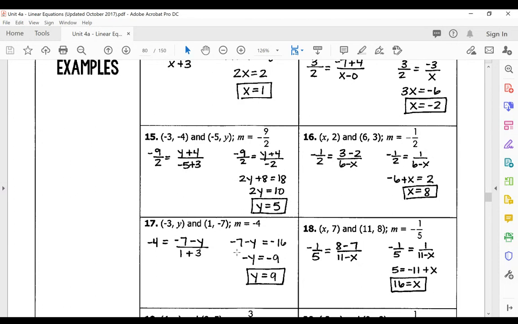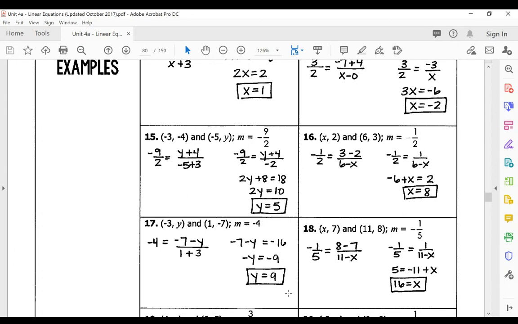First, I have to get rid of this negative 7. So I add 7 to each side. Negative 7 plus 7 is 0, and the 7s go away on the left. Negative 16 plus 7 is negative 9. Now the negative sign in front of the y is still there. It's a very common mistake to let that drop off at this stage, but that is not gone, it's still there. So we multiply both sides by negative 1 so that we'll have a positive y, and that will equal a positive 9.